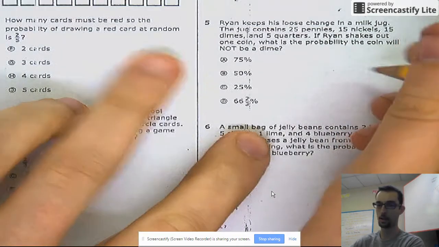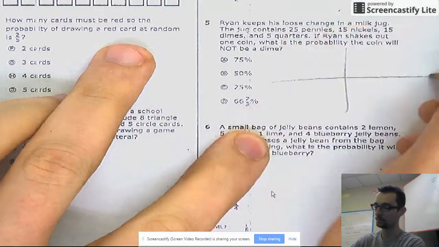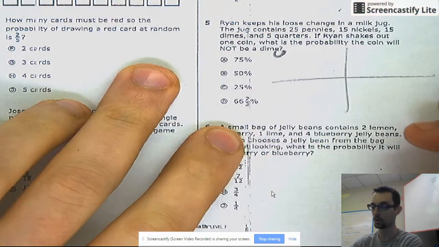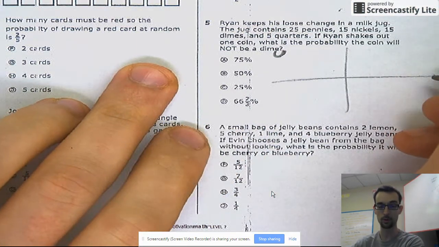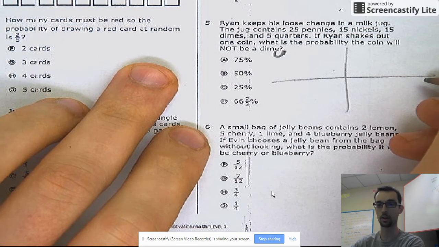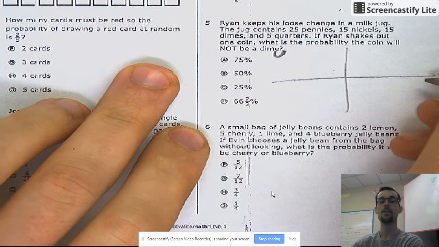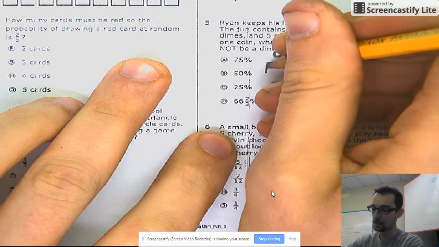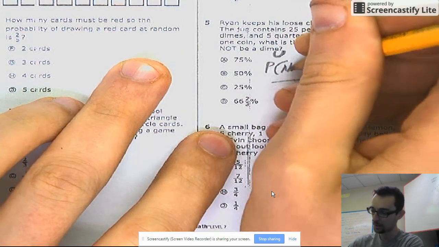So I'm going to set up my UPSY strategy, where first of all, I want to make sure I understand the problem before I start working. It'd be horrible if you spend 5 minutes working on it and you don't understand it in the first place, right? So I want to find the probability. What is it that I'm trying to find? I'm trying to find the probability that it is not a dime.